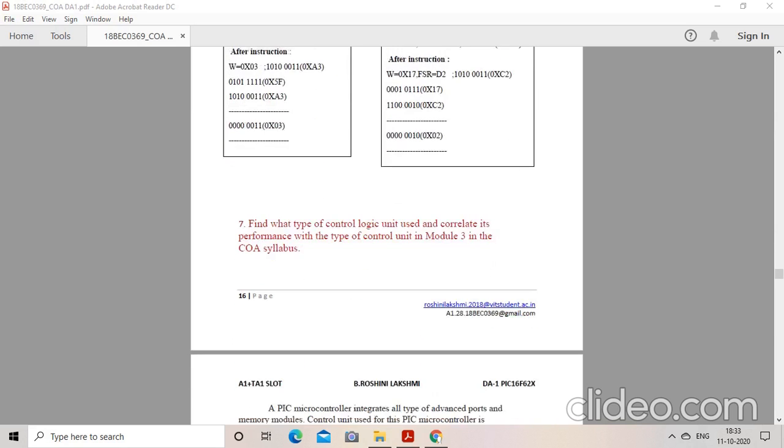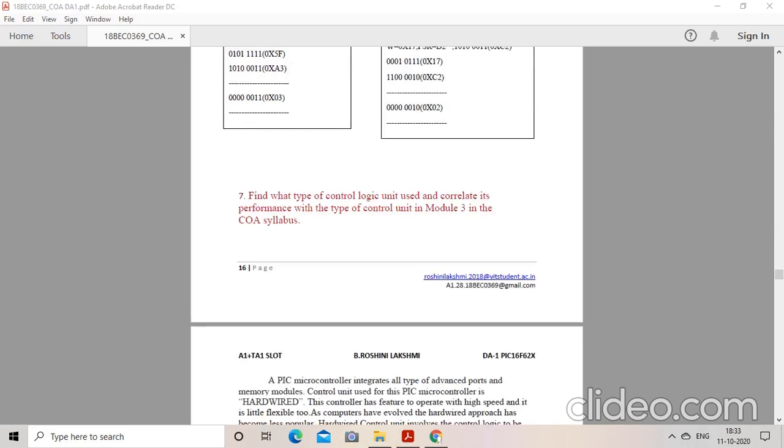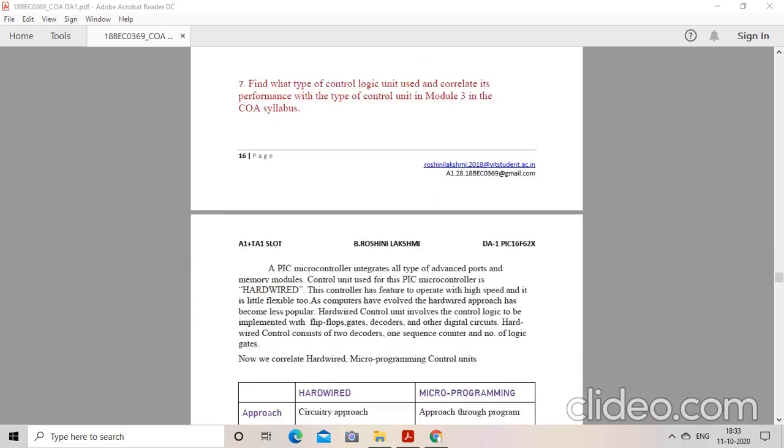Now, the 7th question is to find what type of control logic unit is used and correlate its performance with the type of control unit in module 3 in our syllabus. A PIC microcontroller integrates all types of advanced ports and memory modules. The control unit used here is hardwired. This controller has the feature to operate at high speed and it is also very flexible.